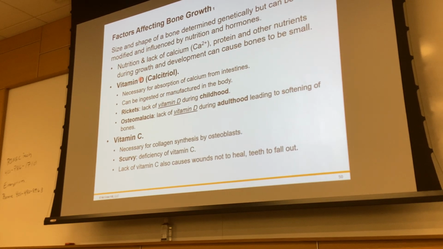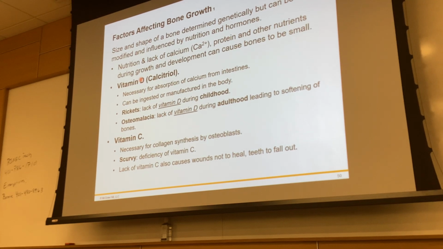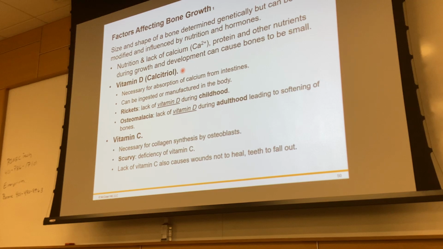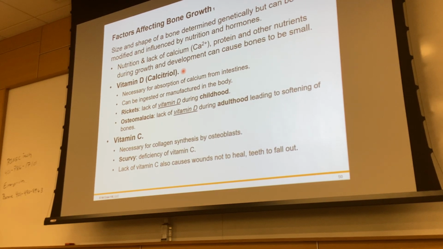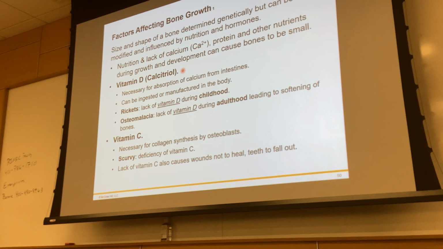So let's talk a little bit about some things affecting bone growth. Have I ever mentioned calcitriol? No? Yes. Where is calcitriol and what's it from? It's vitamin D, that's right.